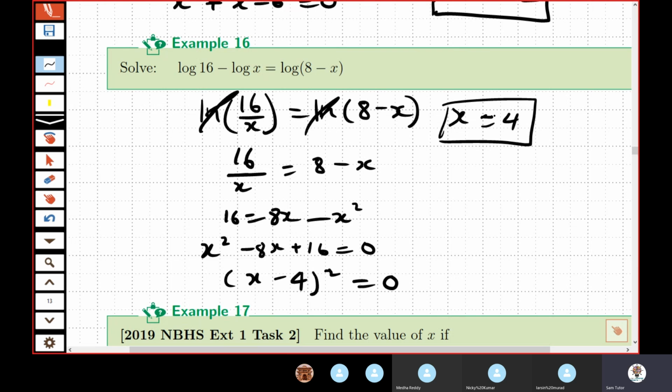What I'm doing when I'm checking is, if I sub in 4 and I get a negative number, so I get log of a negative, then there's a problem. But log of 4 is positive. 8 take away 4 is still 4. So log of 4 is positive. That's perfectly fine. So I know that's the answer.